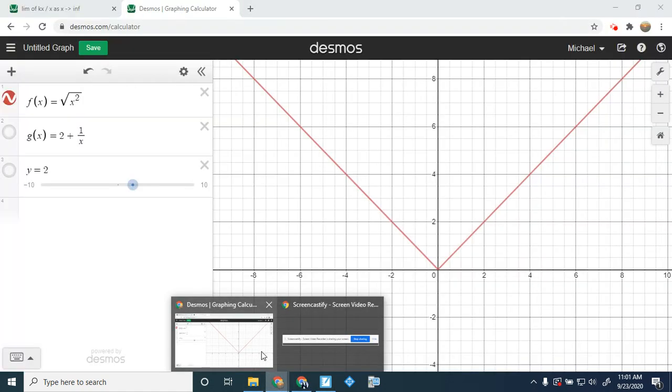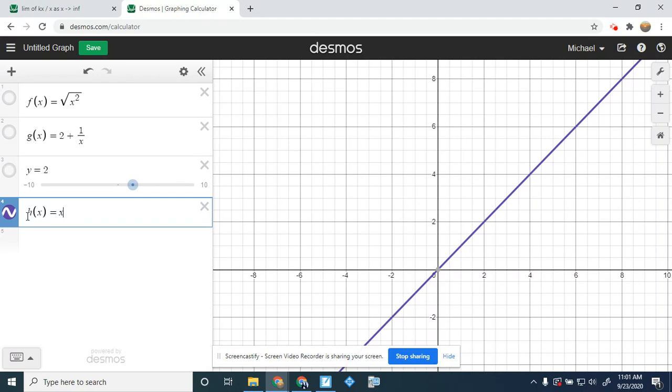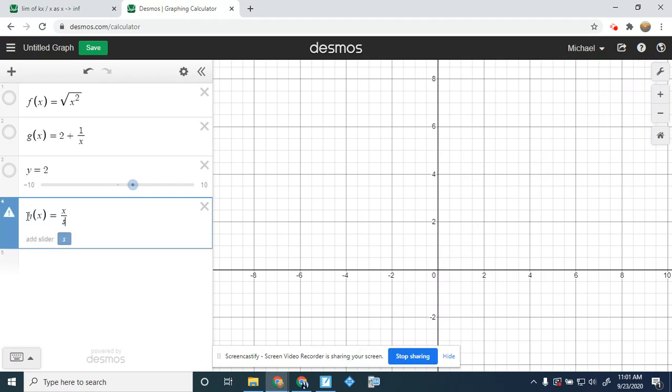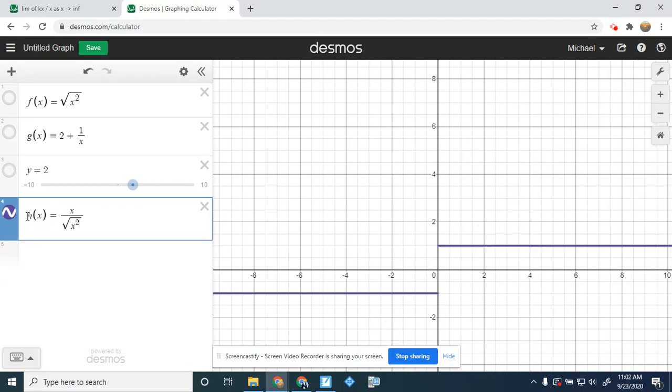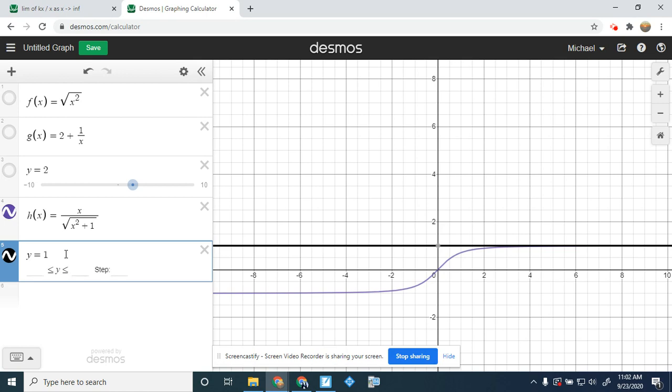All right, so if I pull this up and shut that graph off and do h of x equals x divided by square root of x squared plus 1. All right, take a look at that. Pretty neat. We do y equals 1. All right, that's my asymptote to the right.